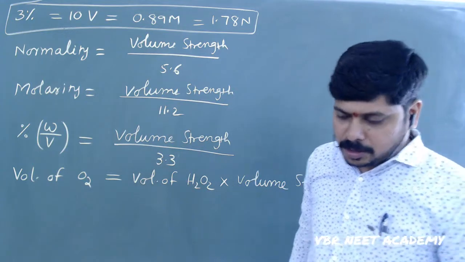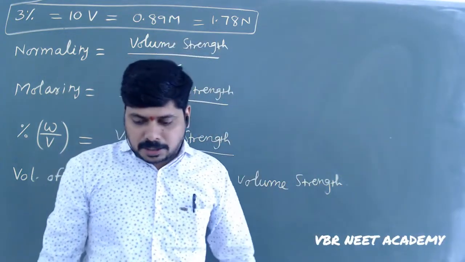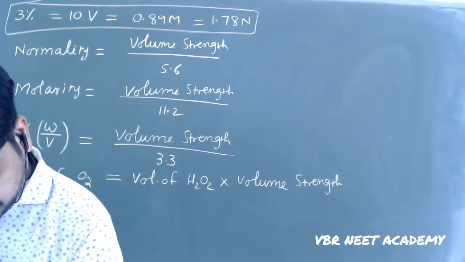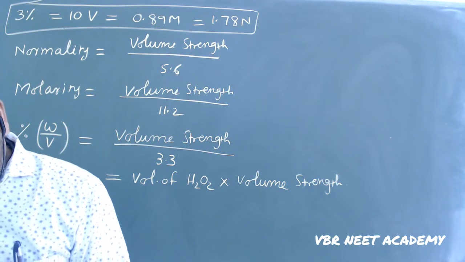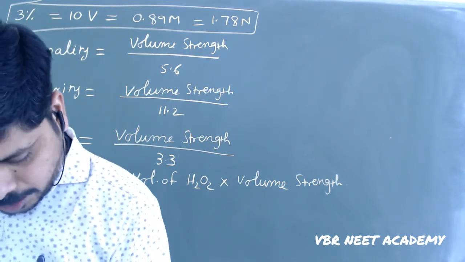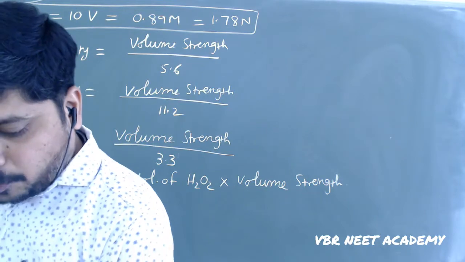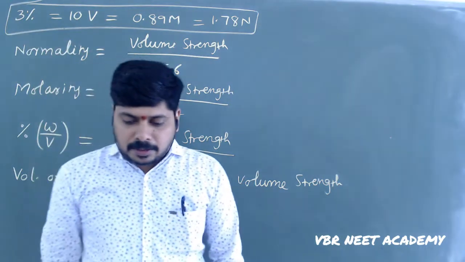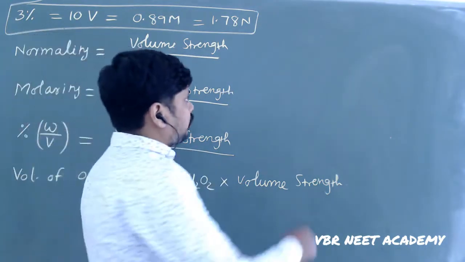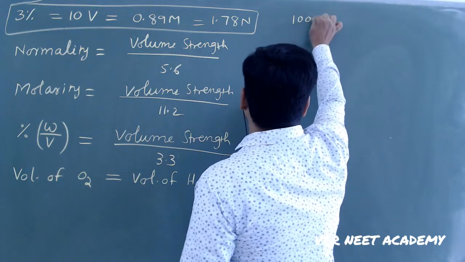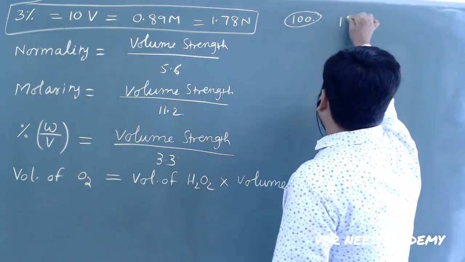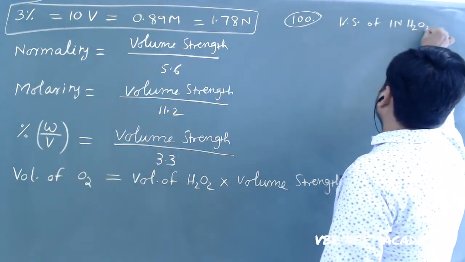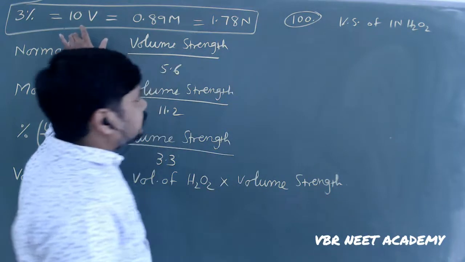Okay, so I am going to explain the material questions based on volume strength. This is question 100 in the material. They are asking the volume strength of one normal solution of H2O2. What is the volume strength of one normal H2O2? So you can use this formula.